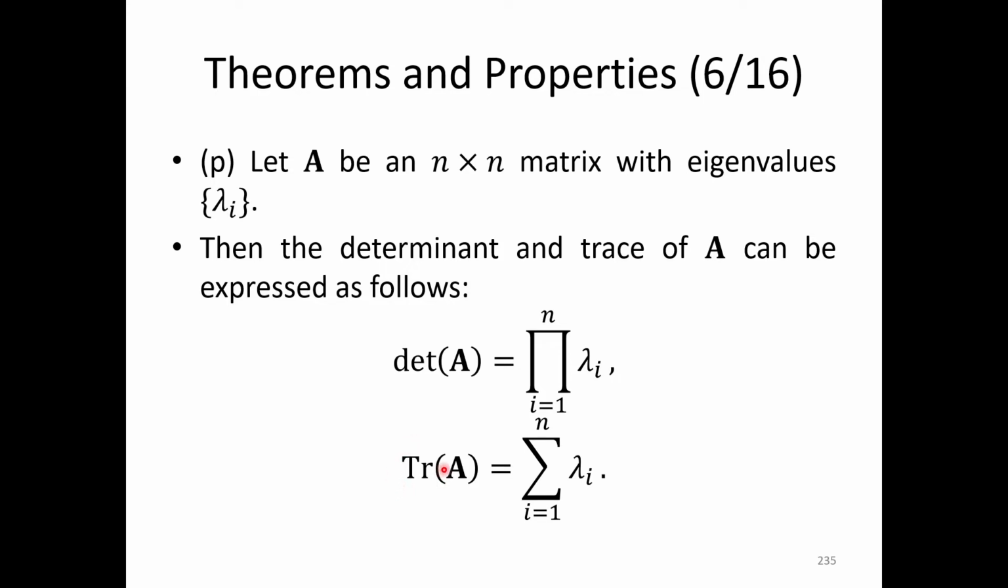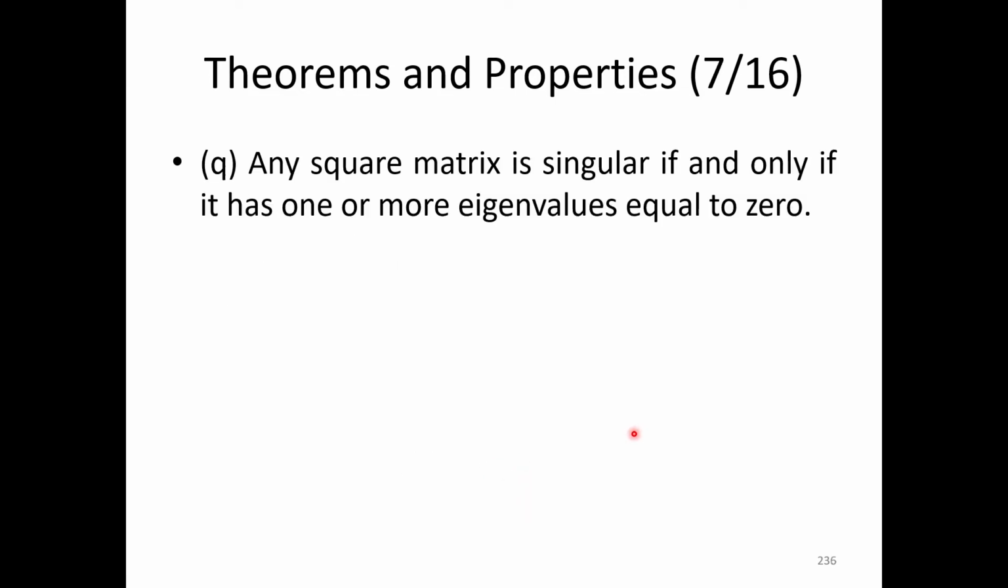Second, trace of A is equal to the summation from I equals 1 to n of lambda I. That is, the trace of A is equal to the sum of all the eigenvalues of the matrix. Q, any square matrix is singular if and only if it has one or more eigenvalues equal to 0.